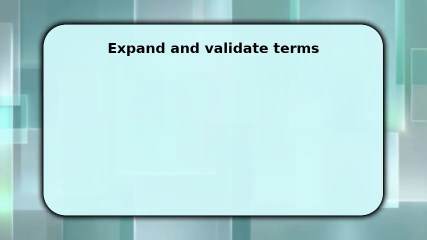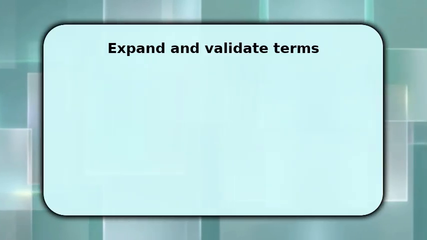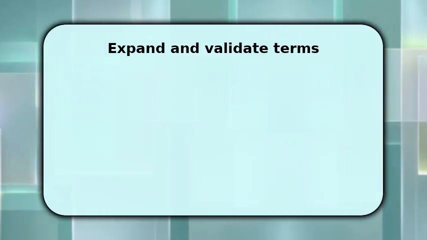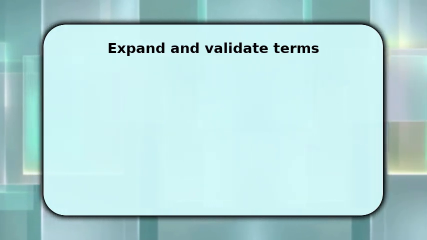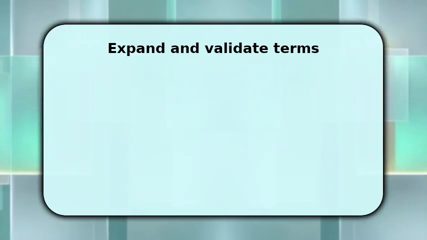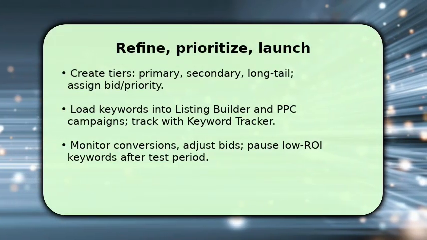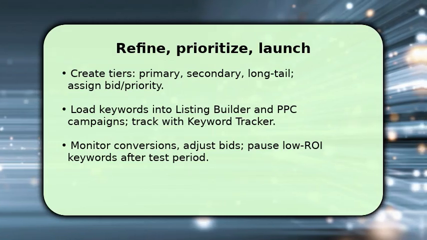Once you have candidates, run Cerebro on best-selling competitor ASINs to reverse-engineer keywords and reveal gaps you can exploit. At this stage, refine by relevance and intent. Focus on terms buyers use, not just high-traffic words. Finally, you refine and prioritize into primary, secondary, and long-tail tiers, assigning bids and placement priority based on expected ROI.